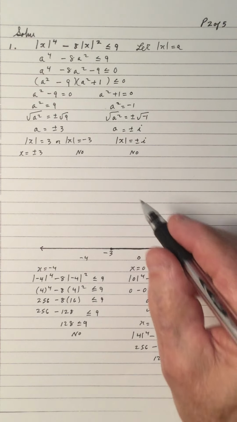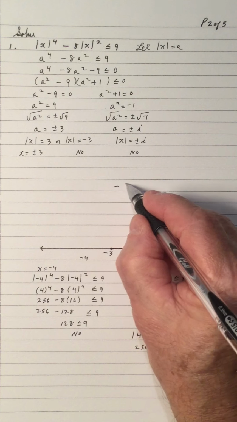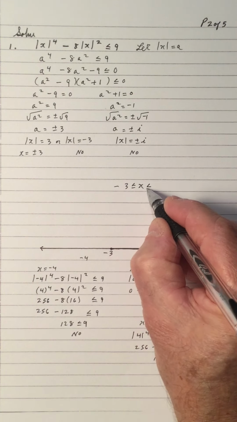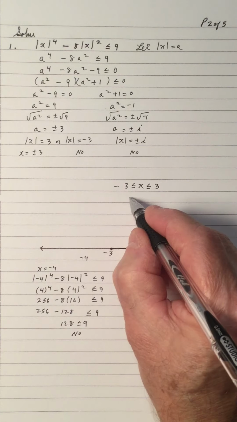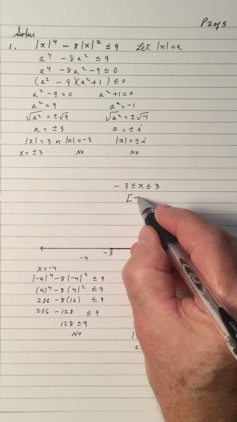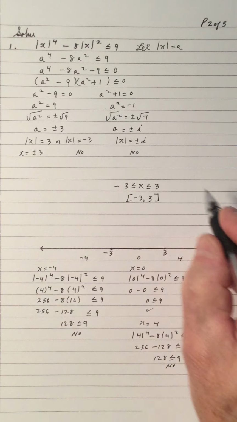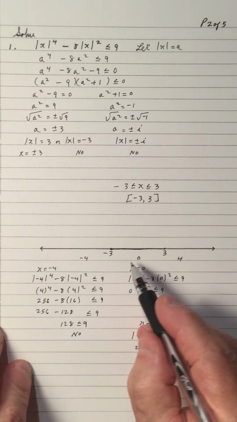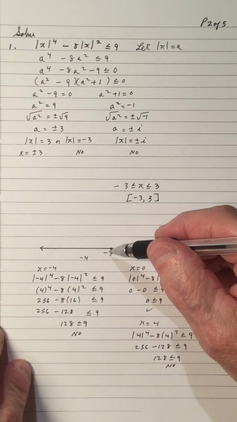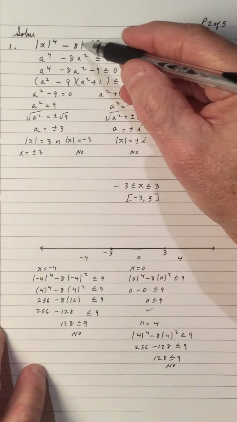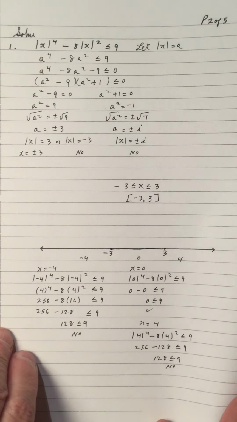So the answer to this problem is negative 3 less than or equal to x less than or equal to 3. Or we could go square bracket negative 3 comma 3 square bracket, because it's equal to. So these are values of x. Any values of x between negative 3 and 3, including negative 3 and 3, will fit into this inequality.